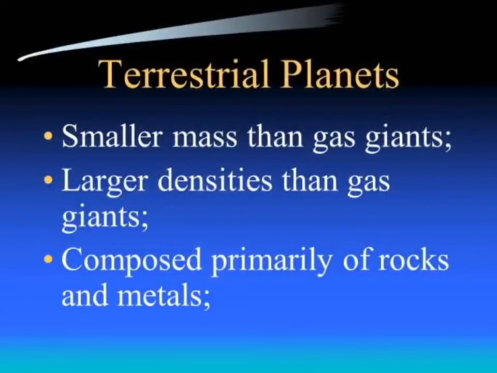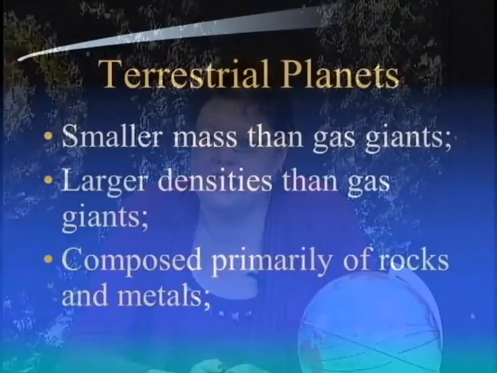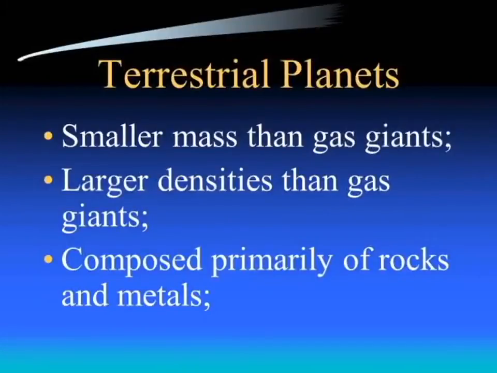Terrestrial planets have solid surfaces, and in general, they have smaller masses than the gas giants. Now, I want you to realize that we're looking at the observations today relative to terrestrial planets and gas giants. There's a good chance they may have been a little bit different in the past. So we'll have to look at the characteristics that we see in some of these terrestrial planets and talk about how they might have changed from when they were actually first formed. Okay? Terrestrial planets have larger densities than the gas giants. In fact, the Earth has the largest density of all the planets in the solar system. They tend to be composed primarily of rocks and metals.